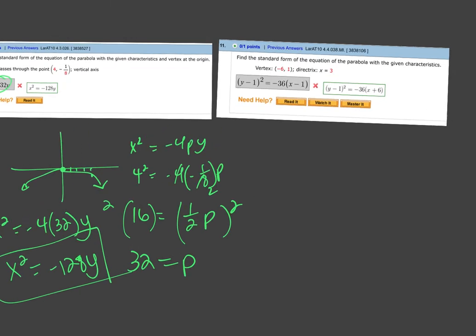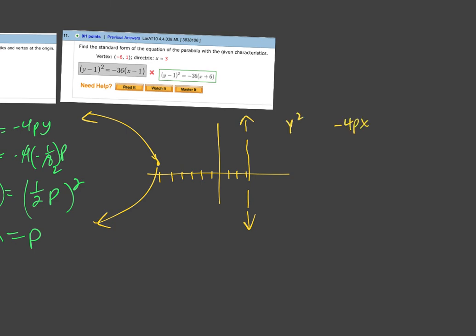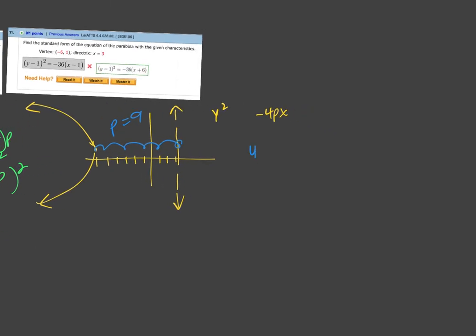Yeah. And then 11 said, find the standard form given the vertex of (negative 6, 1), 1, 2, 3, 4, 5, 6, 1, and a directrix of x equals 3. So I know it's pointing left because it points away from the directrix. Left means y squared, negative 4p. The p value would be from negative 6 to positive 3, so p is 9. So I get y minus the k, which is 1, squared equals negative 4 times 9 times x minus negative 6, which becomes plus 6. (y minus 1) squared equals negative 36 times (x plus 6). You just literally put the 1 twice? Yeah.